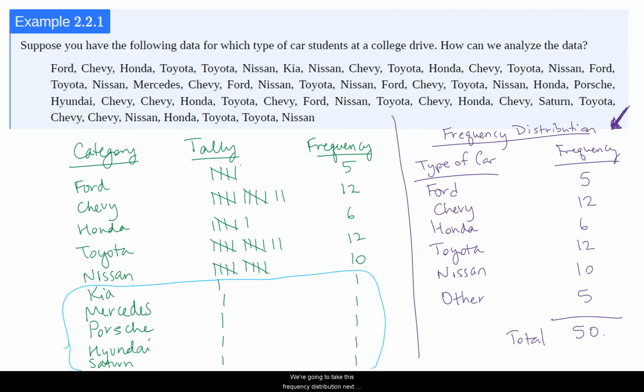We're going to take this frequency distribution next and use it to create some tables. In my next video, I will show you how to take this frequency distribution on the right and use it to create different types of charts and graphs, both by hand and inside Excel and or Google Docs.